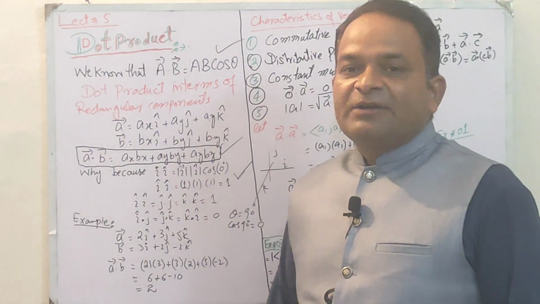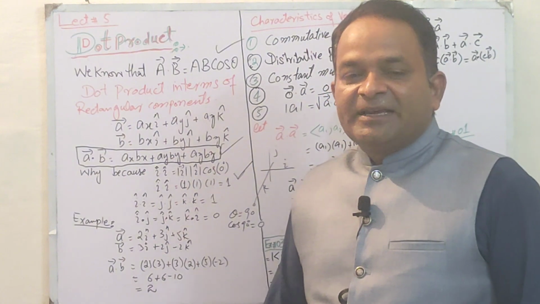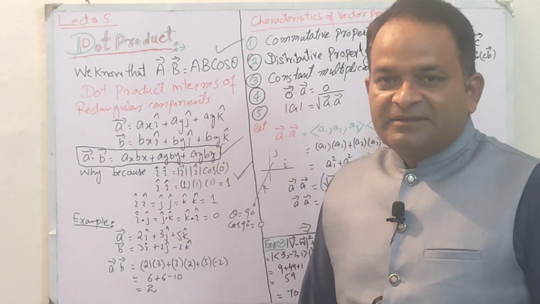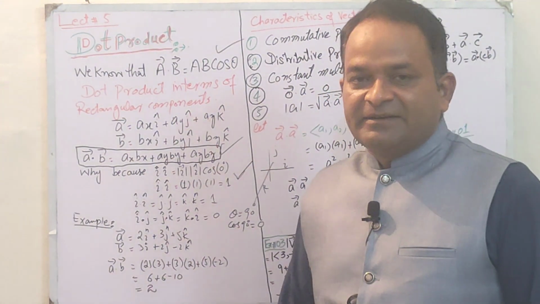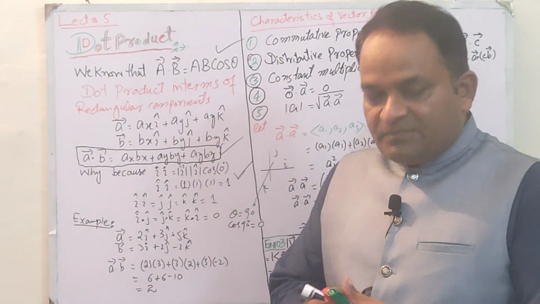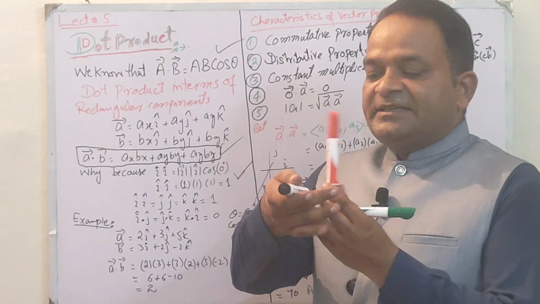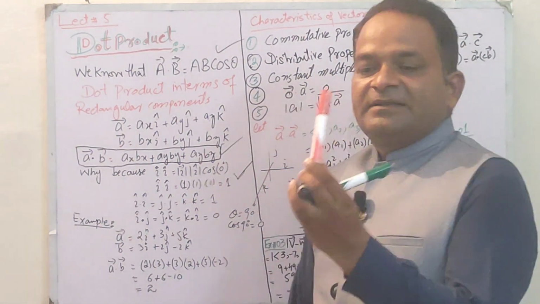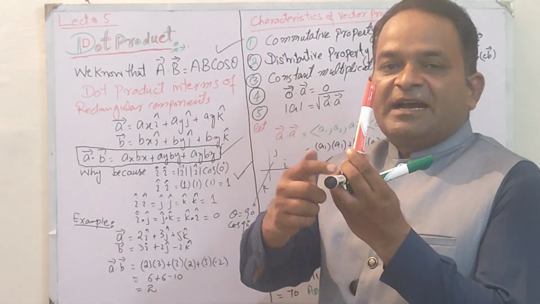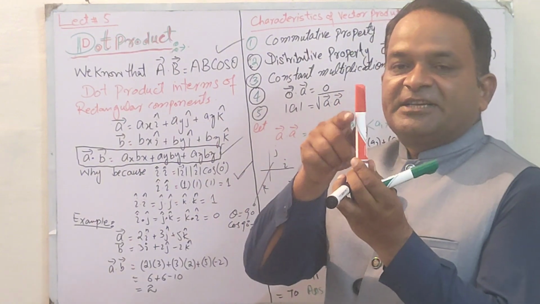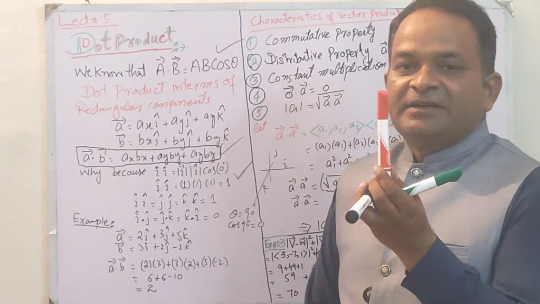So it is a rectangular coordinate system because the axes are orthogonal, perpendicular to each other. Why? We already know these things very well. Let's suppose this is the i unit vector, j unit vector and this is the k unit vector. They are perpendicular to each other.